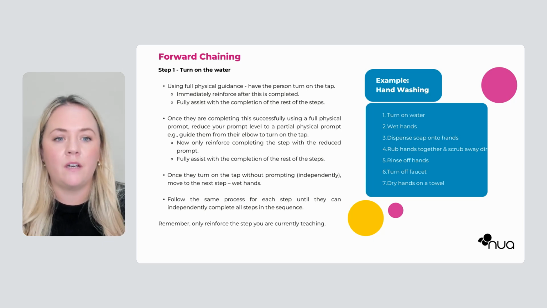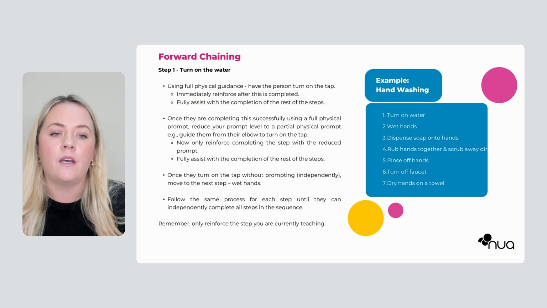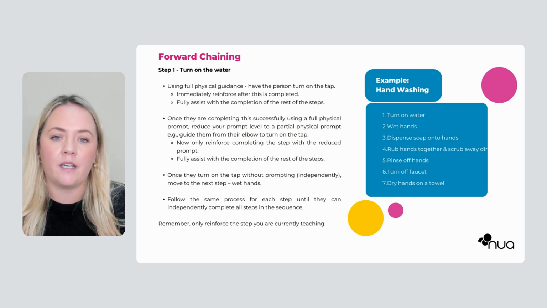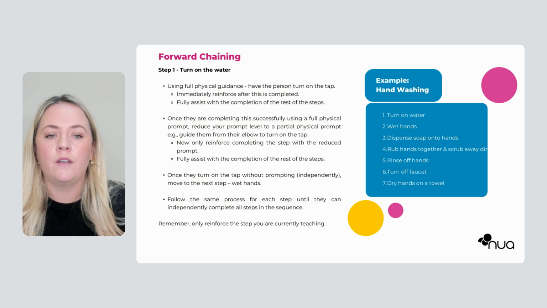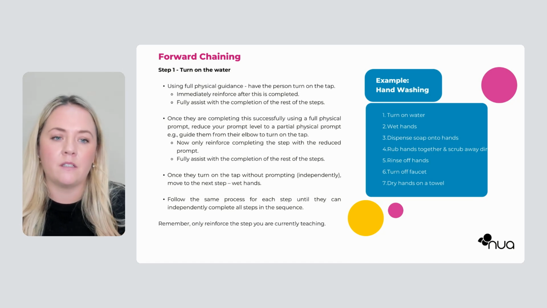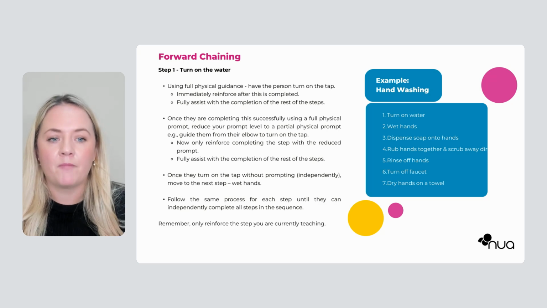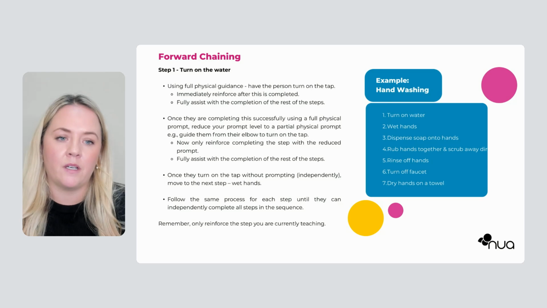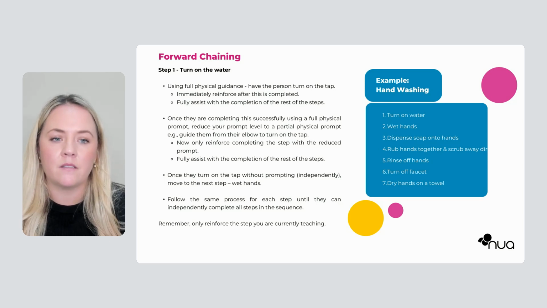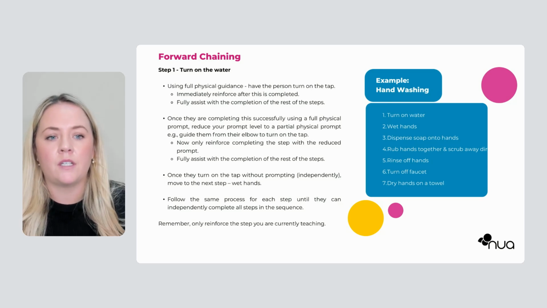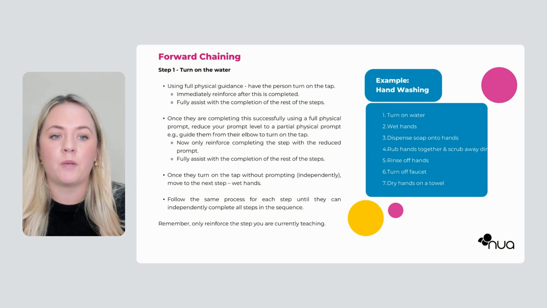So, what we try to do there is turn on water. We expect that the person will complete that independently. And then we're providing guidance for wetting hands. So, we're using full physical guidance, fading to partial prompting, fading to independent within that, until the person is independently completing the step of wetting their hands. And then we move on to teaching the next step in that chain, which is dispensing the soap onto the hands. So we keep the turn on the water and wet hands as mastered, so the person is completing those. And we're teaching step 3 and supporting with steps 4 until 7.